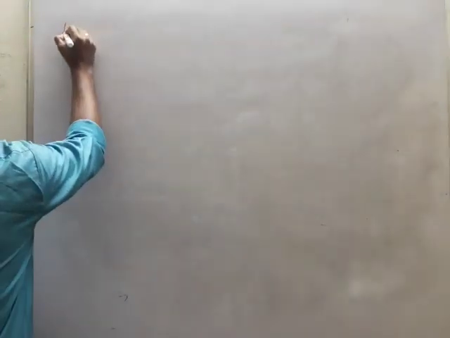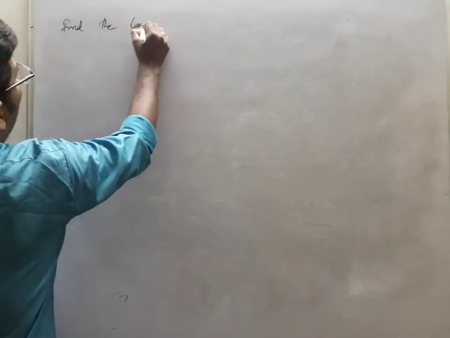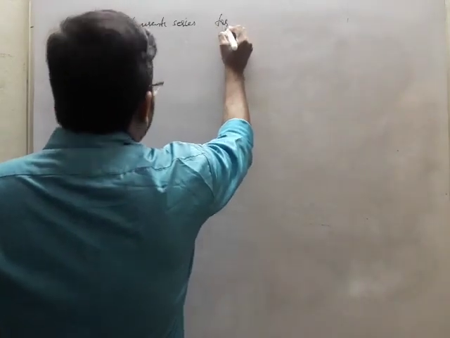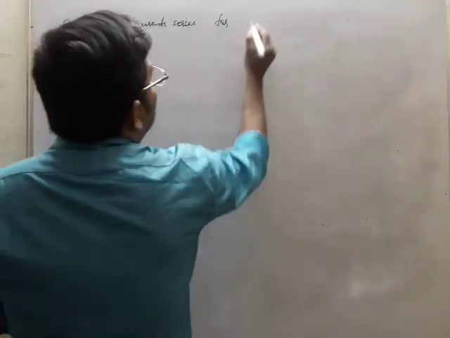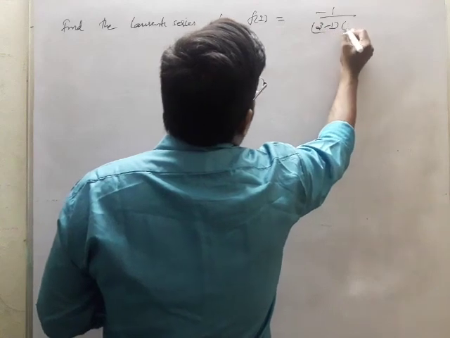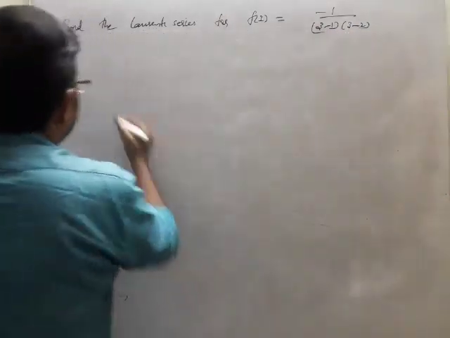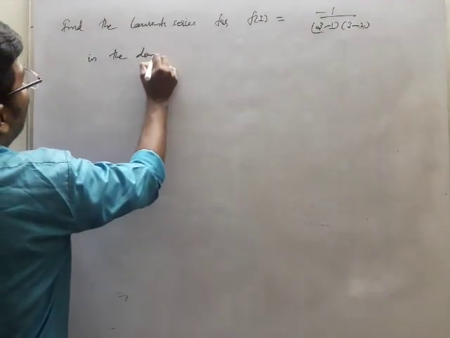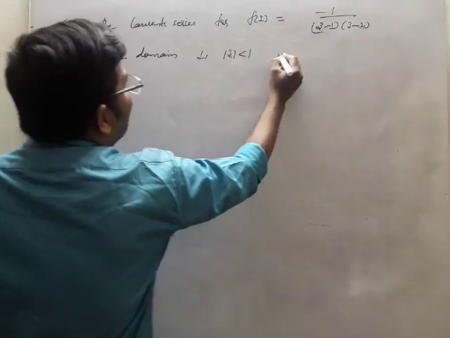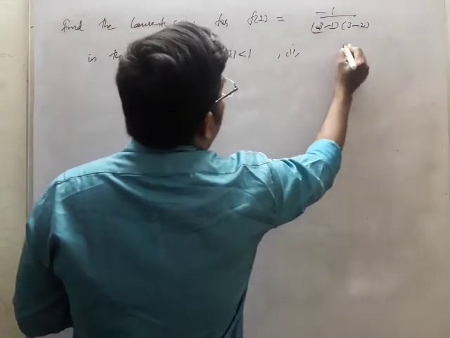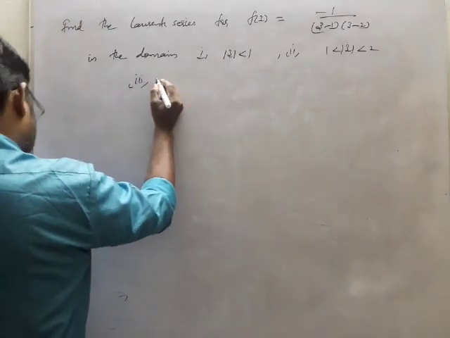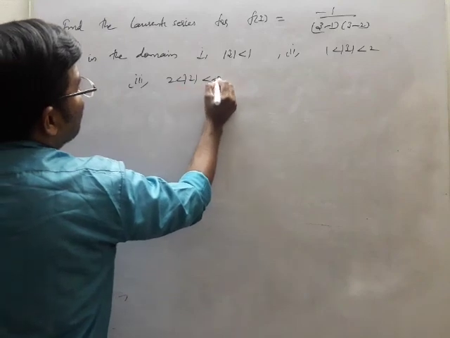Now we'll try to find the Laurent series for f(z) = -1/((z-1)(z-2)) in the domains: the first one is |z| < 1, the second one is 1 < |z| < 2, and the third one is 2 < |z| < infinity.